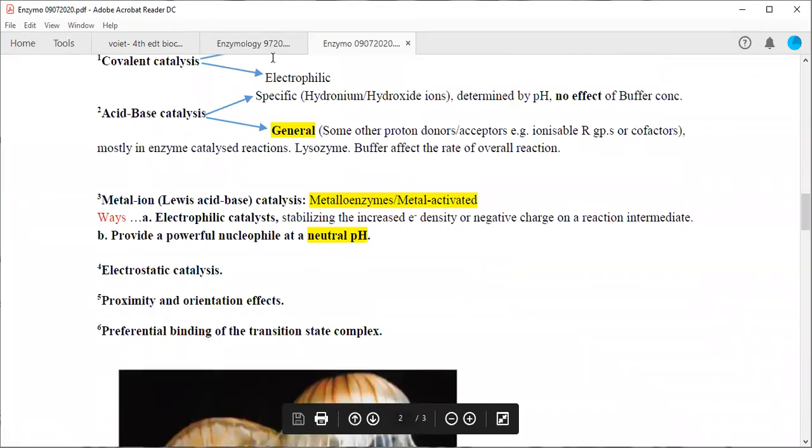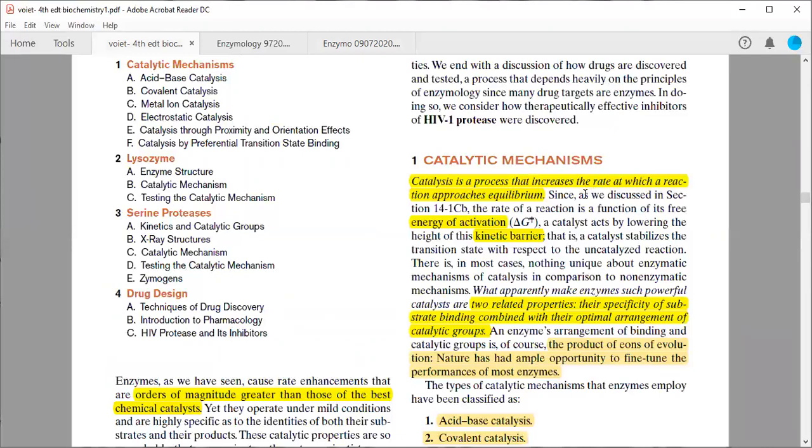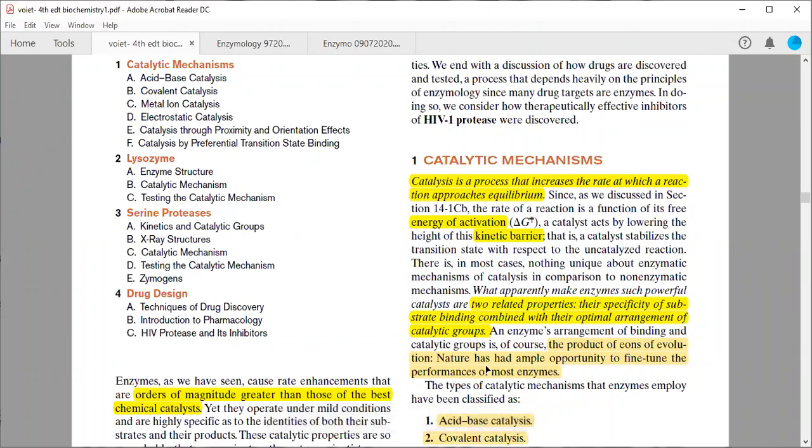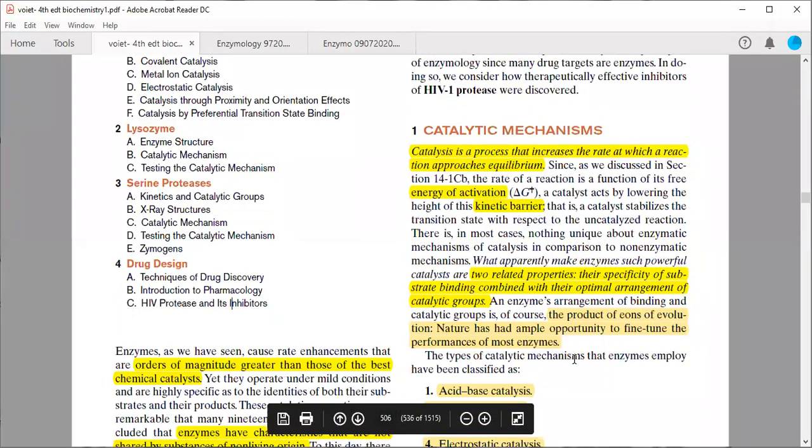This we have discussed. Also, this is a product of eons of evolution, a large number of years, which arranged these functional groups in such a way that they are very efficiently fine-tuned, giving the efficient performance of most of the enzymes.